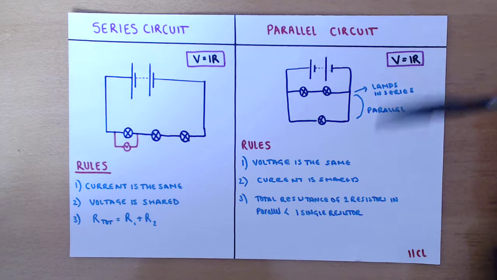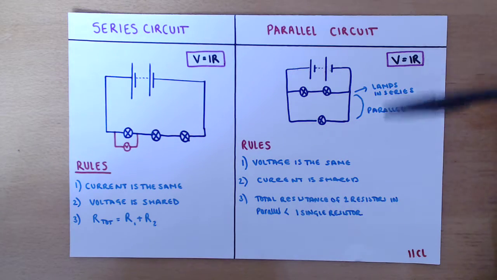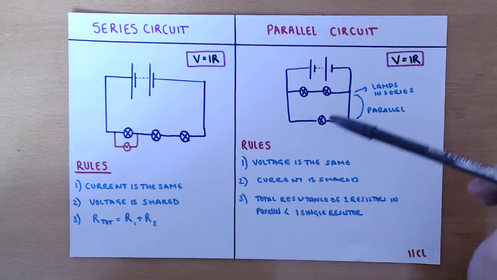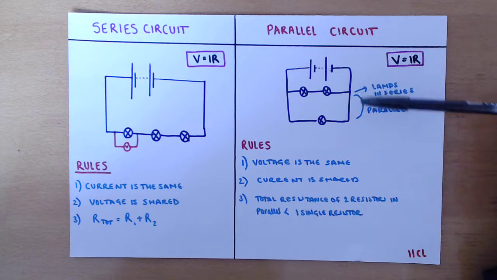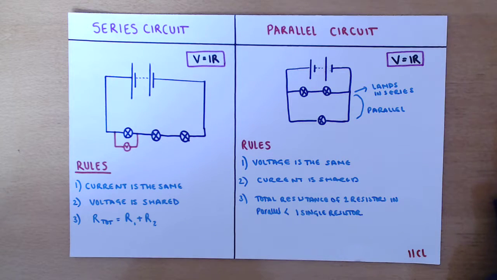So let's move on to how parallel circuits work. Again, this is a typical example of how a parallel circuit question would be designed. You'd have your 2 lamps which are in series, but these lamps are in parallel with this one separate lamp here. Again, you have your battery. So let's look at the rules.